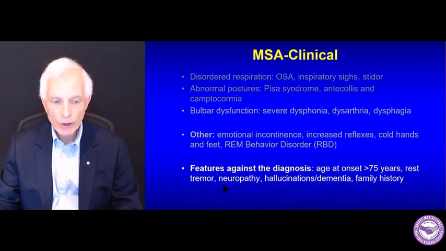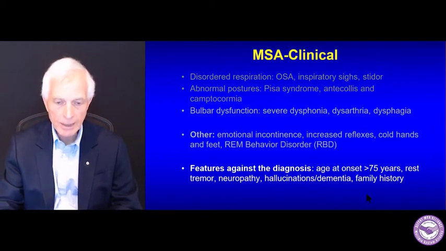When the peripheral nerves are involved and when you lose normal sensation and power of the hands and feet, we don't think of multiple system atrophy. When hallucinations or dementia are prominent, these are features that are not suggestive of multiple system atrophy, and these are far more common in Parkinson's disease or dementia with Lewy bodies. And I mentioned a strong family history is against the diagnosis.